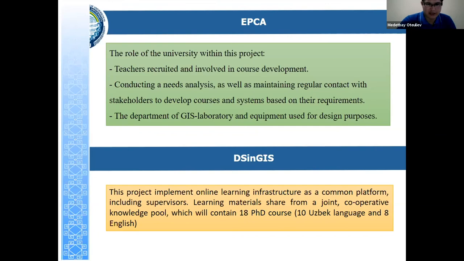In DesignGIS project, this project implement online learning infrastructure as a common platform, including supervisors. Learning materials share from a joint cooperative knowledge pool, which will contain 18 PhD courses. But our university, Karakalpak University, developed 2 PhD courses in this project.